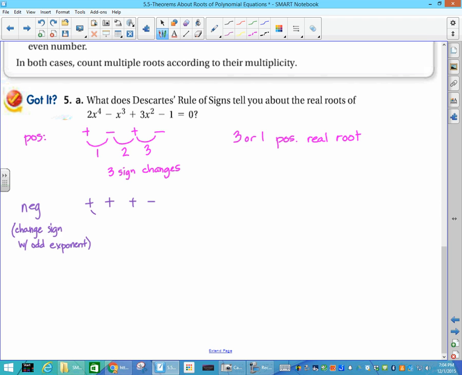Do I have a sign change? Nope. Do I have a sign change? Nope. Do I have a sign change? Yep. So that means I'm going to have one negative real root.